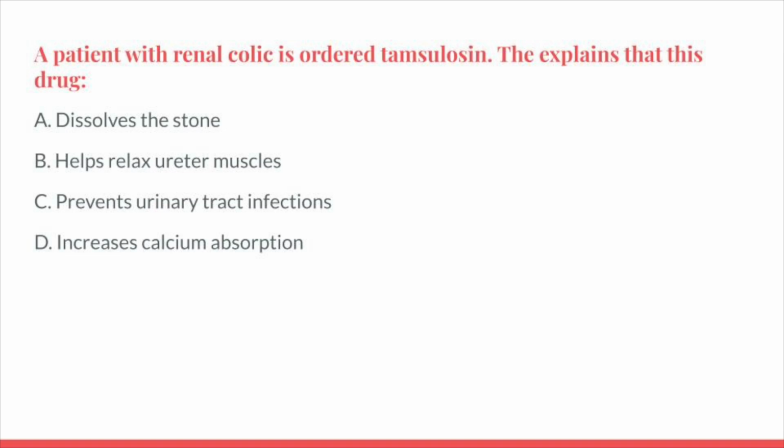It wouldn't be A because tamsulosin helps pass the stone, but it does not help dissolve it. Would not be C because tamsulosin is not an antibiotic and it would not prevent UTIs. And it wouldn't be D because tamsulosin does not affect the calcium metabolism.